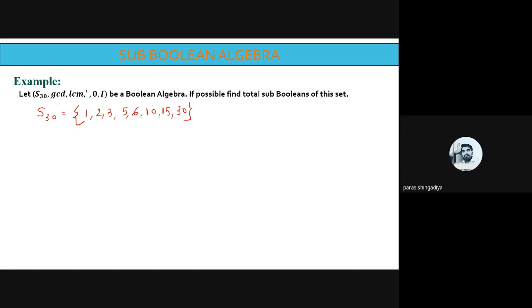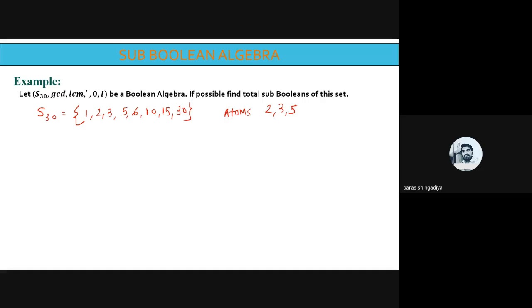And now the atoms of S30. You can also consider the Hasse diagram of that, find the cover elements, the join elements, and then check the atoms. But we can directly consider it here: 2, 3 and 5 are the covers of the 0 element, meaning 1. So atoms are 2, 3 and 5. These 3 values are the atoms. You can also verify that.